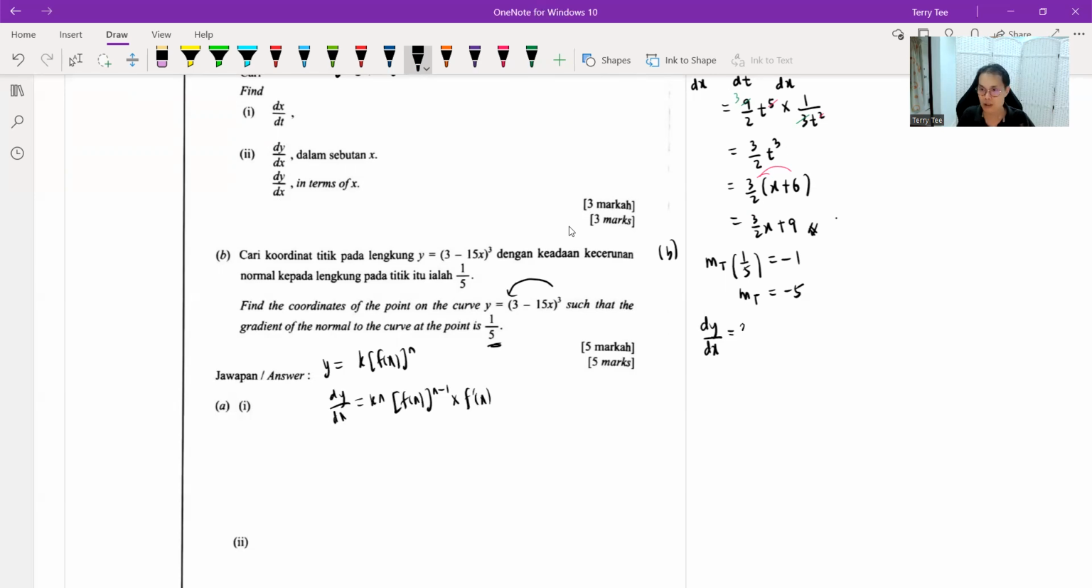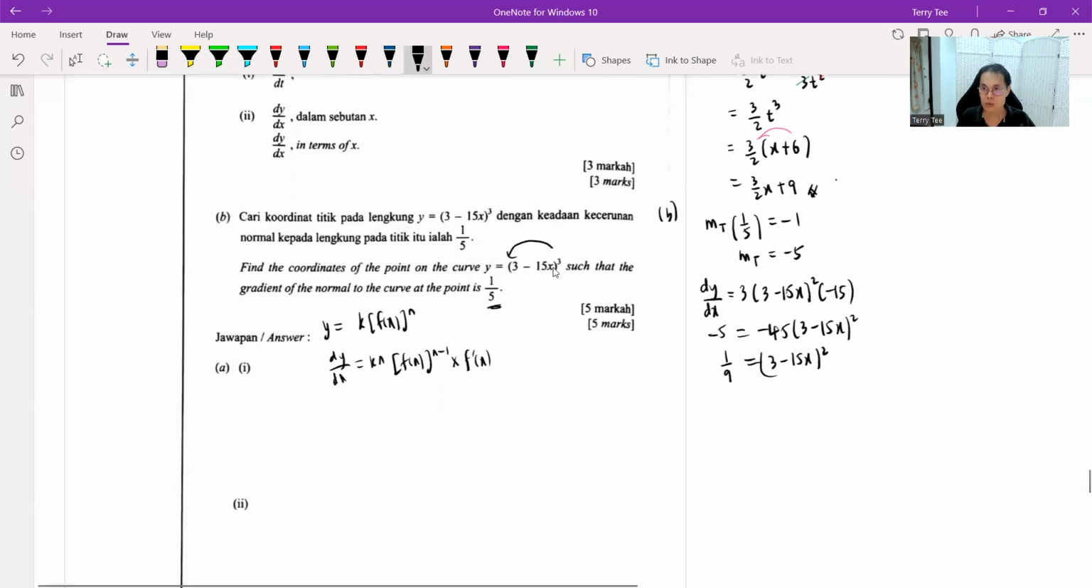So here you bring the power 3 in front, you copy the bracket, you reduce the power by 1, you differentiate, you get -15, and 3 times -15 is -45. This is (3 minus 15x) squared. Now, remember dy/dx is what? Dy/dx is your gradient tangent. My gradient tangent is -5. I sub inside. When you divide this, this is 1/9, equals (3 minus 15x) squared.